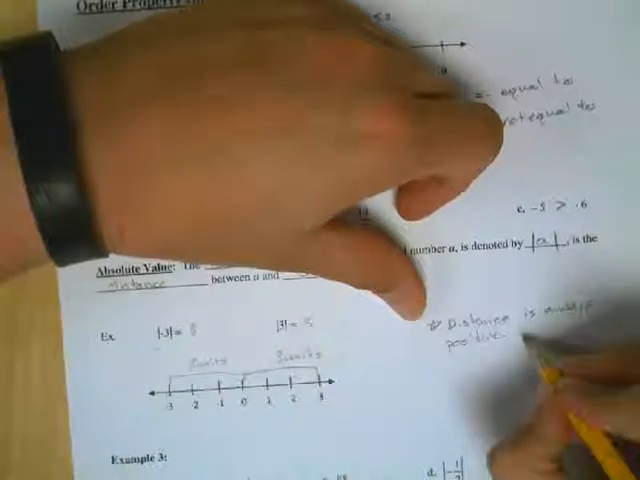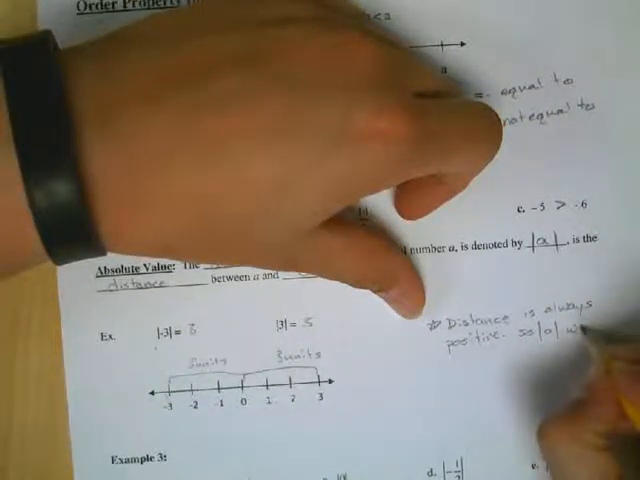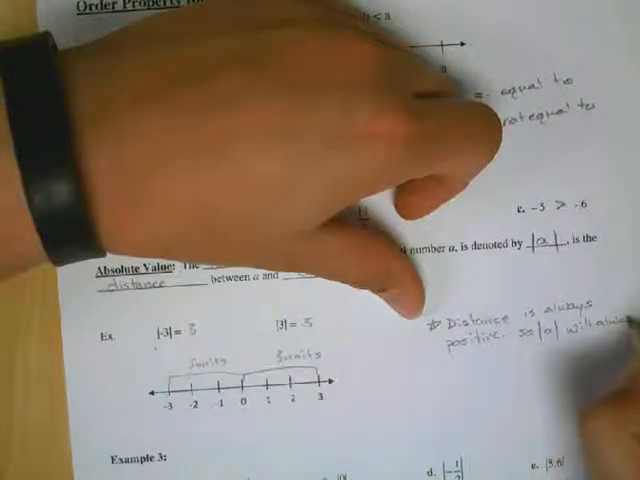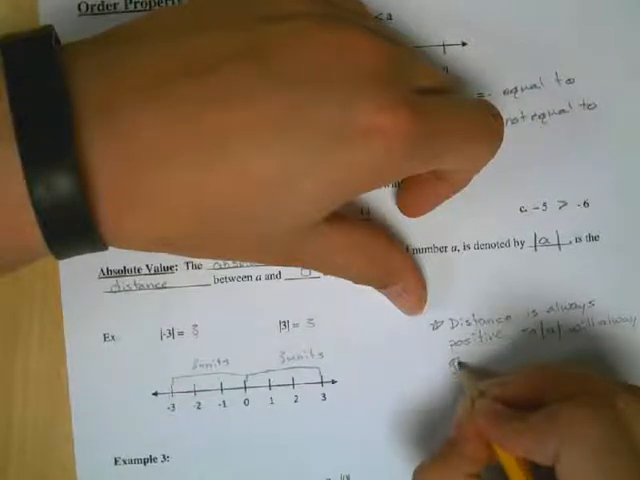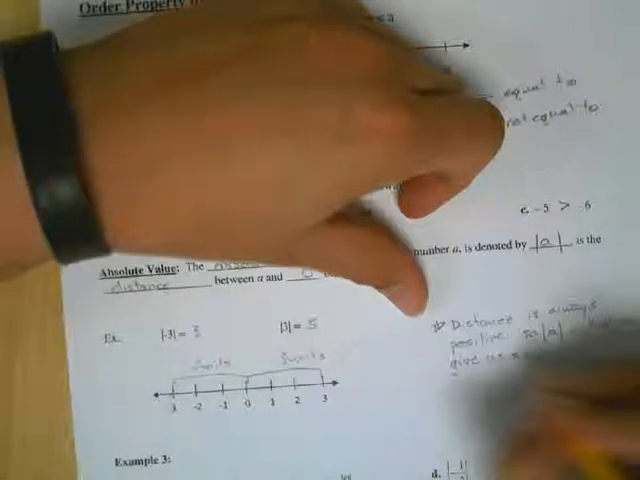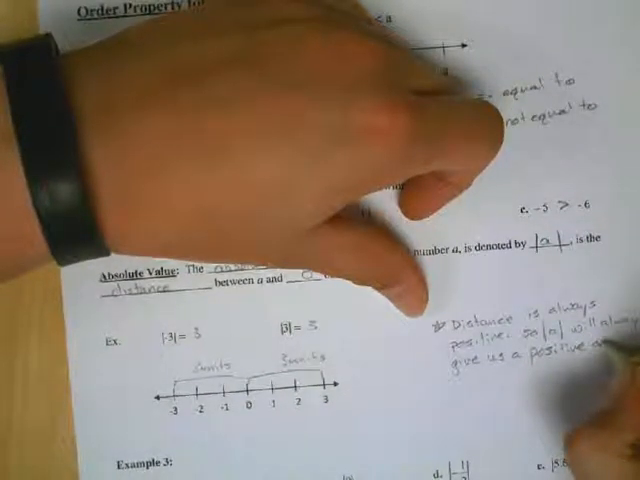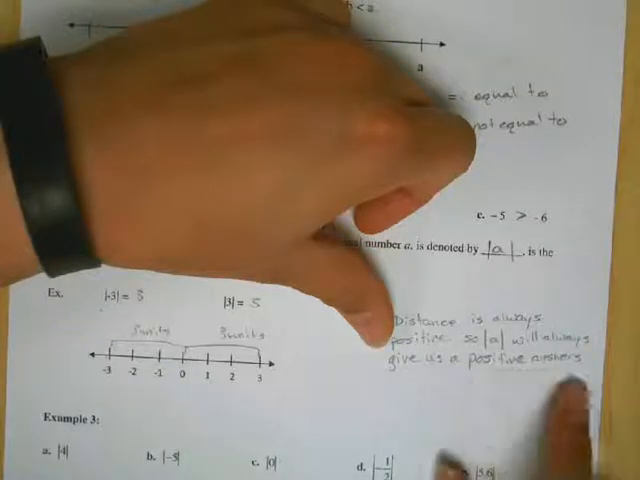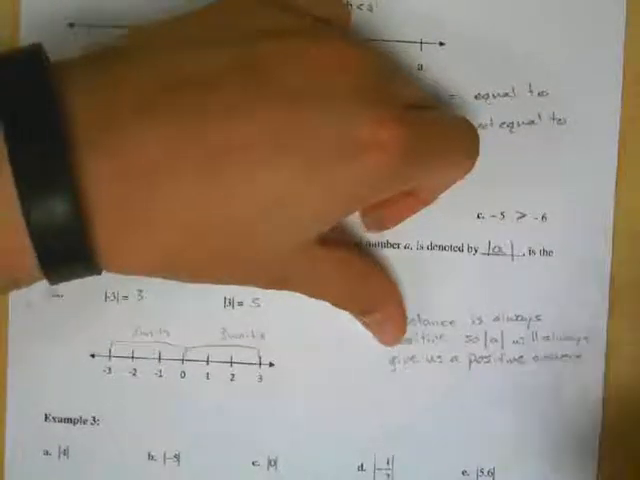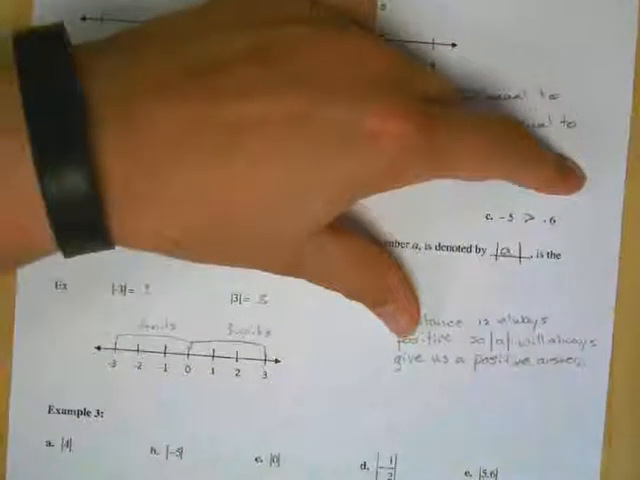So the absolute value of A will always give us a positive answer. That's an important concept to keep in mind. Sorry, I'm thinking and talking and writing all at the same time. Sometimes that can be a bad thing. So the distance is always positive, which means that the absolute value of A will always give us a positive answer. Alright, so these little absolute values should be super simple.